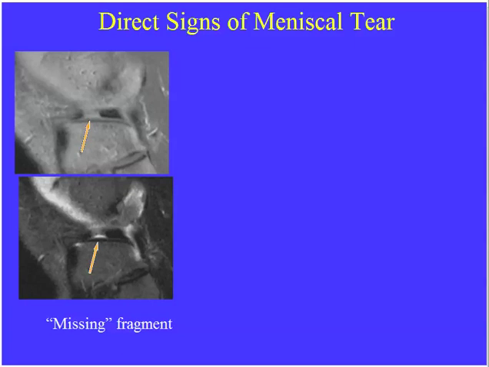The second direct sign is missing meniscal tissue. So this is the most peripheral image, and we should have that nice bow tie configuration. In the absence of a history of surgery, if you have missing meniscal tissue, that's diagnostic of a meniscal tear.